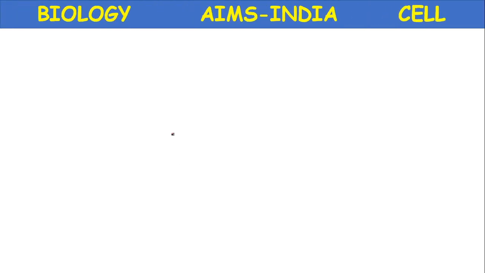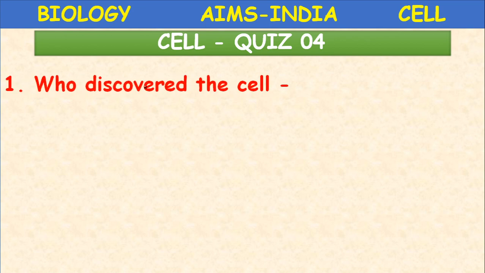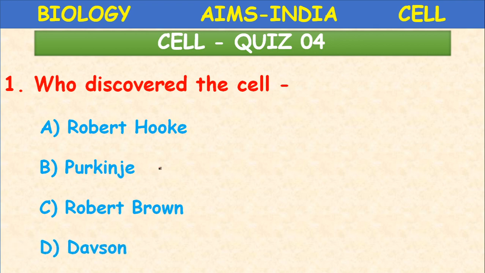So let us test ourselves. Today's assessment, cell quiz number 4. Who discovered the cell? Robert Hooke, Purkinje, Robert Brown, or Davison? Among these four, who discovered the cell for the first time? Robert Hooke. In 1665, he discovered the cell for the first time. The term cell was introduced by Robert Hooke only.